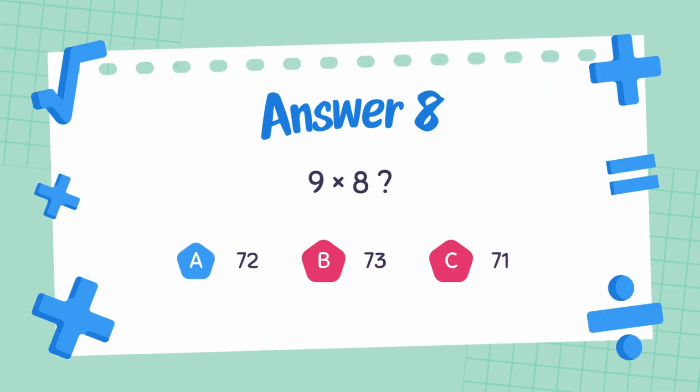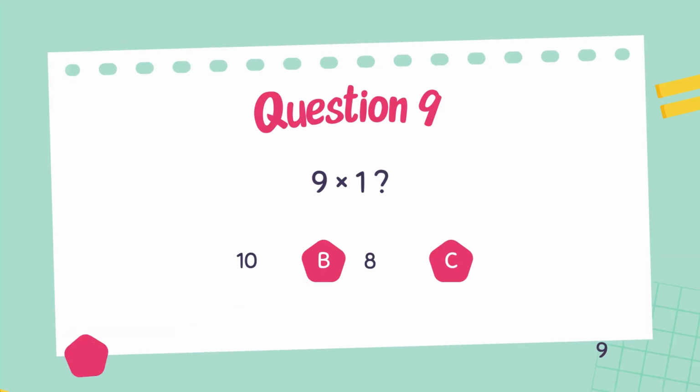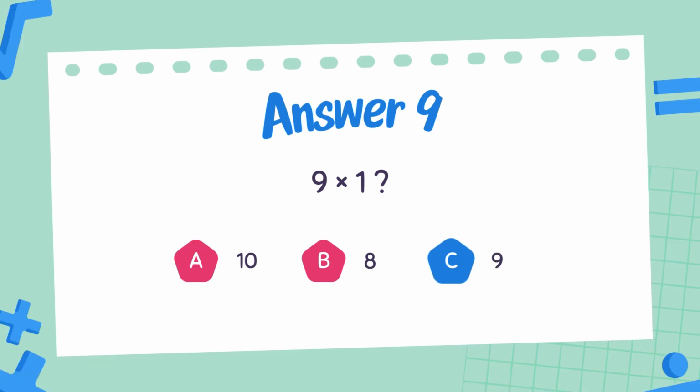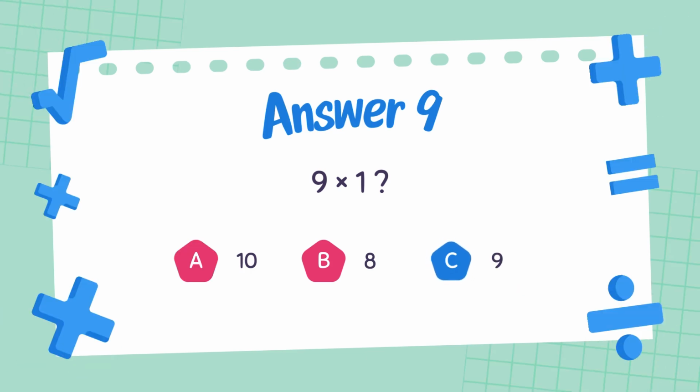Keep going. Question 9. What is 9 times 1? Is it A, 10, B, 8, or C, 9? The answer is C, 9.